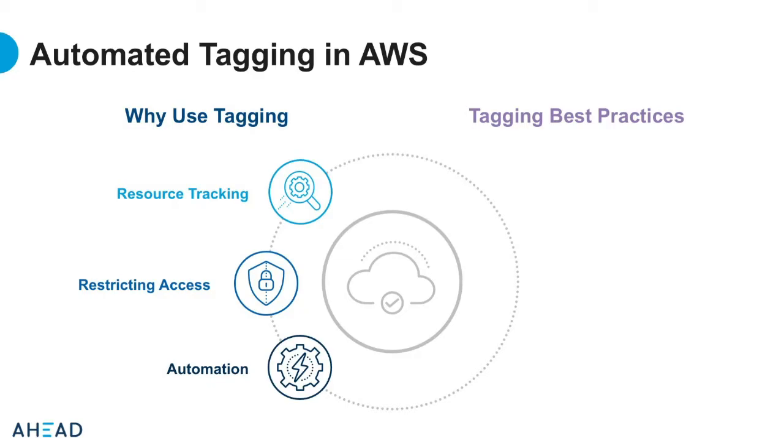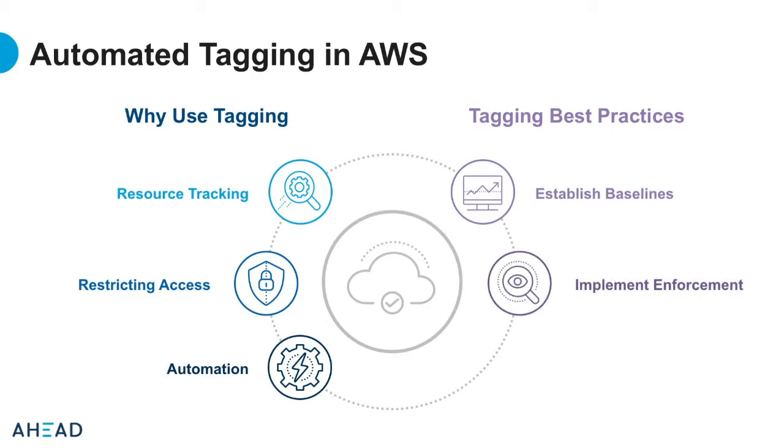In order to effectively use tags, Ahead recommends that you establish tagging baselines for common tags across resources, that you implement tag enforcement through auditing and automation, and that you utilize AWS CloudFormation or Terraform that can automatically tag resources upon deployment. Now today, I'd like to walk you through a quick demonstration of how we use automation for resource tagging here in Ahead's lab using AWS Lambda.